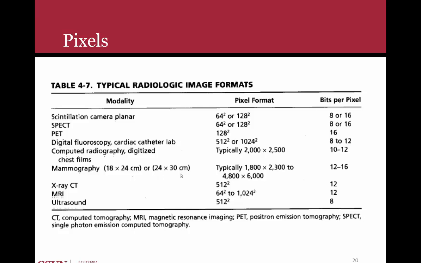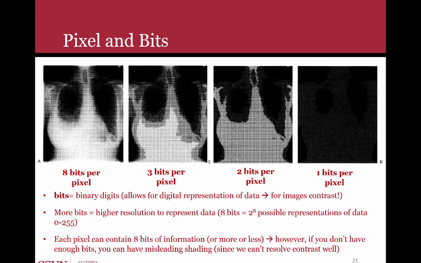Mammography gives you the best. We can go up to 4,800 by 6,000. This is important for mammography because you have to be able to detect cancer or tumor tissue within the breast, which is pretty hard to detect if you don't have good spatial resolution. So that's why the number of pixels is much higher in these images than others.